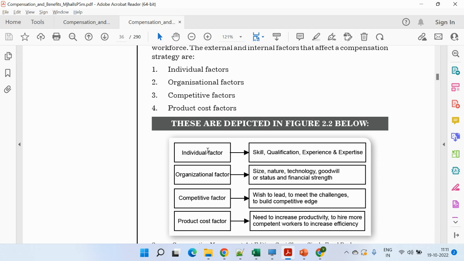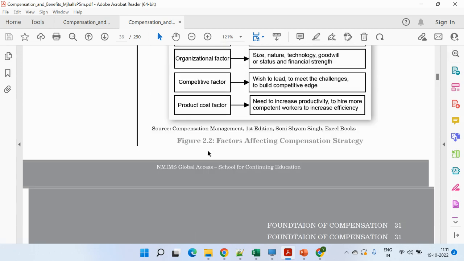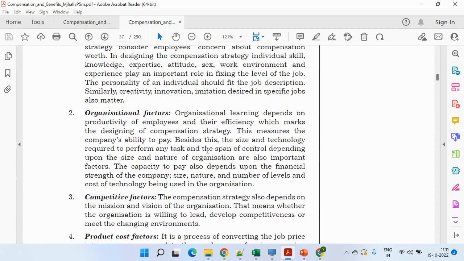The last one, last but not the least, is the product cost factor. What are the factors which influence the overall productivity, which helps to enhance the productivity or efficiency of the company? So these are the key four factors.